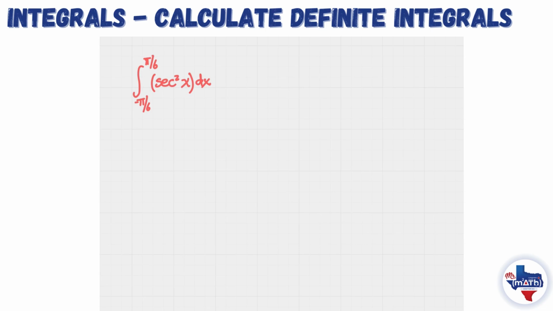Math. Today we are solving the definite integral from negative pi over 6 to pi over 6 of the secant square of x dx. Okay, let's remember the definition of the definite integral. What do we have there?